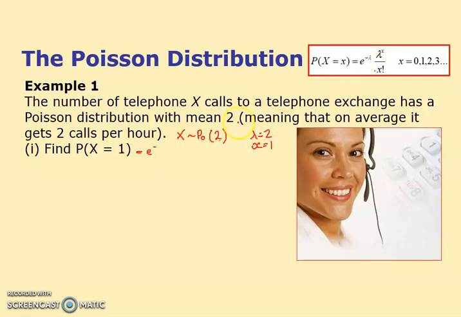So into my formula: e to the minus 2 times lambda to the x, 2 to the 1, over 1 factorial. And I just type it into my calculator. E to the minus 2, very similar to what we just typed in, times 2 to the 1. 2 to the 1, that's 2, that's easy enough. Divided by 1 factorial. 1 factorial, if you think about it, is 1. So I get 0.271. Actually, I get 0.27067 and so on, but I've rounded it to 3 significant figures. Let's see what the answer is.